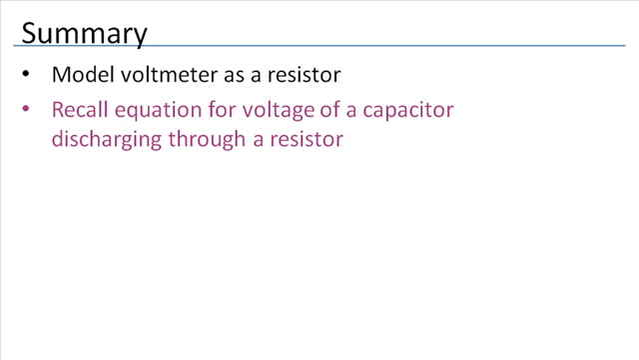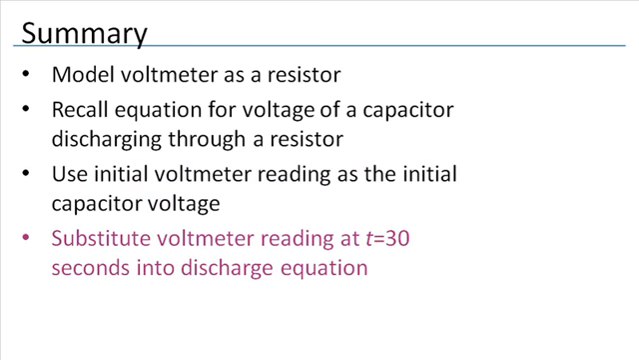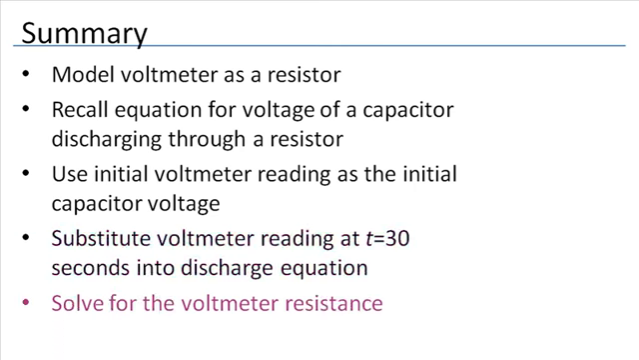Well, let's review our problem-solving approach. First of all, we modeled the voltmeter as a resistor, and then recalled the equation for the voltage of a capacitor when it's discharging through a resistor. We used the initial voltmeter reading as the initial capacitor voltage, and then substituted its reading at 30 seconds into that equation. We then solved for the voltmeter resistance.